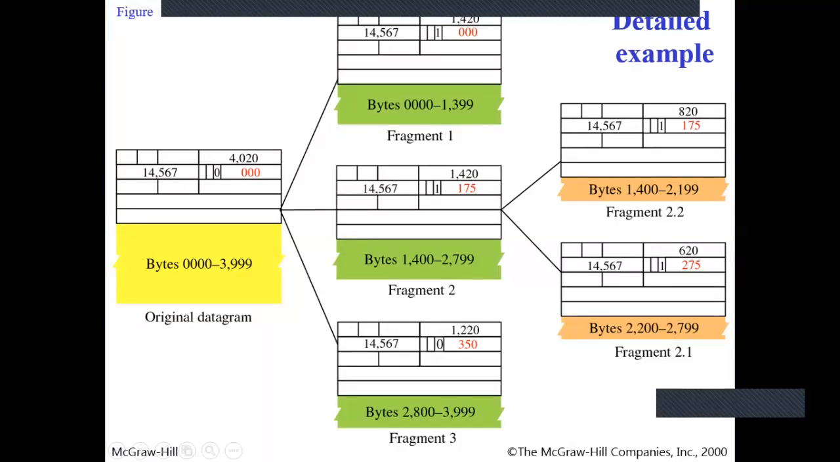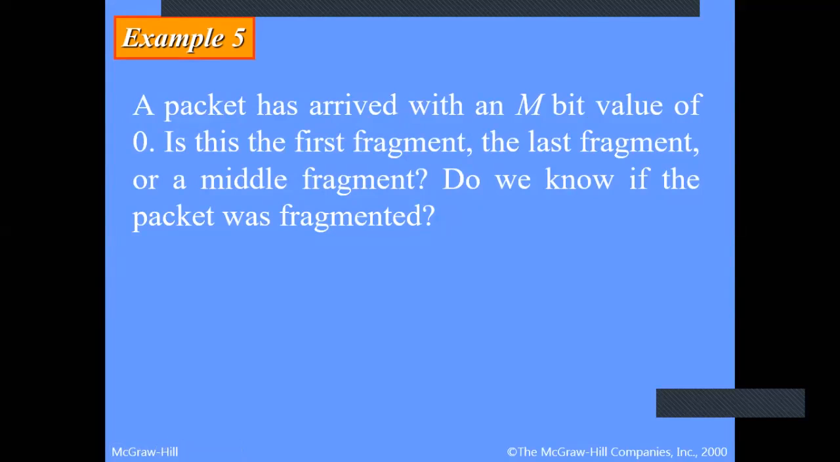We can do an example for this. A packet has arrived with an M bit value of 0. Is this the first fragment, the last fragment, or a middle fragment? Okay, how do we check from the M bit or D bit whether it is the first fragment or last fragment? So what is the meaning of that M?